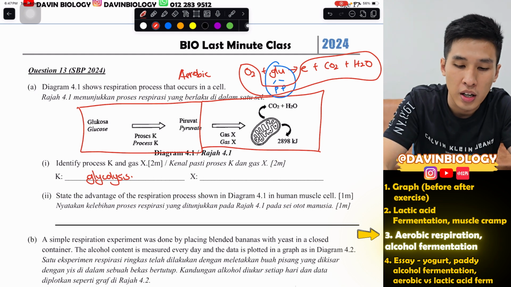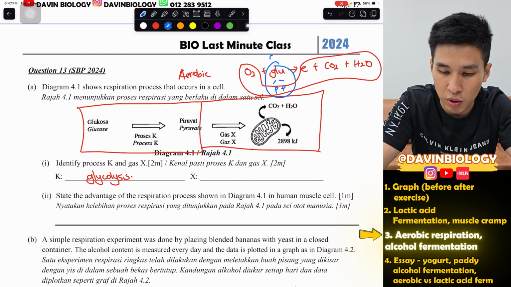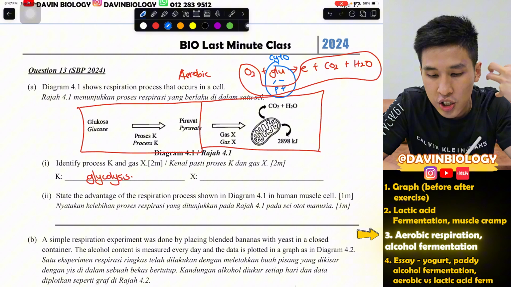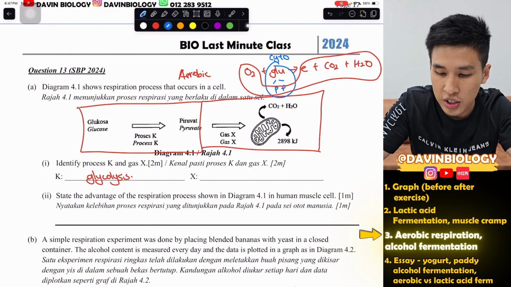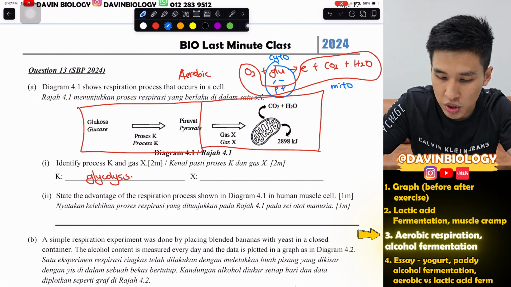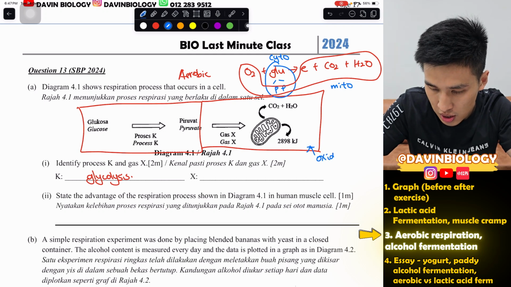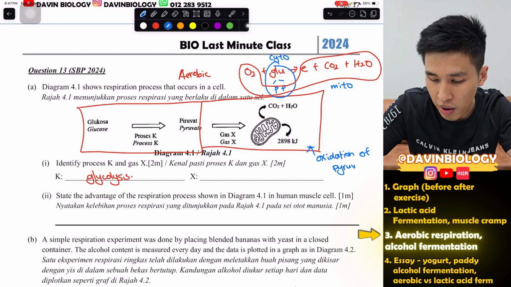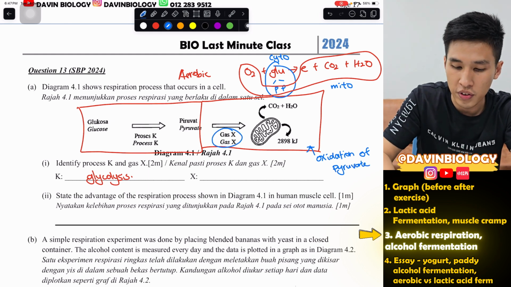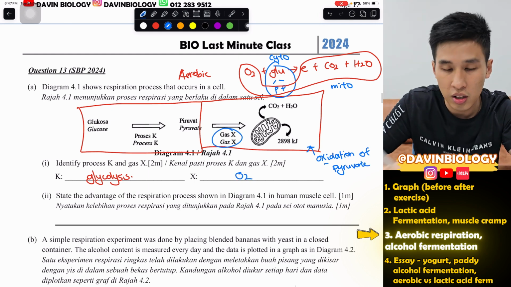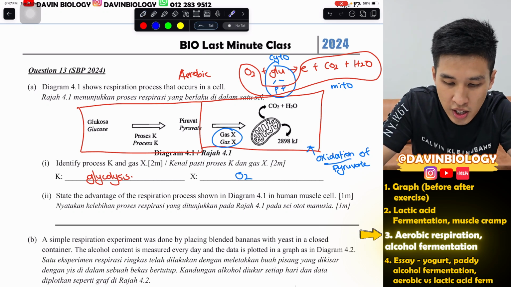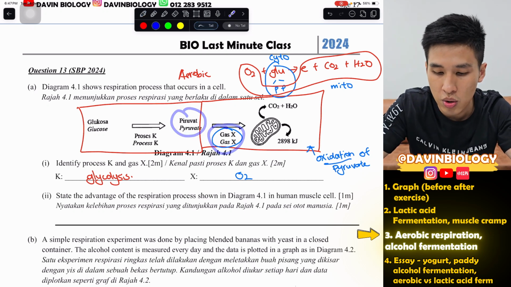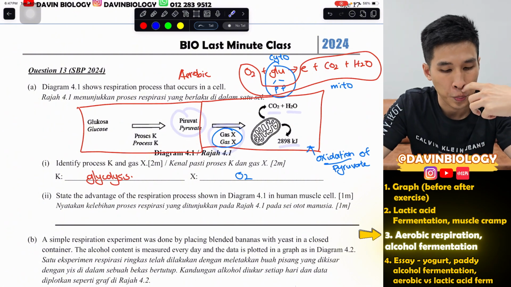So by the way, remember, glycolysis, the first process occurs in your cytoplasm. Then the oxidation of pyruvate, the second one, then only occurs in your mitochondria. Yeah, so this basically is called oxidation of pyruvate. So oxidation of pyruvate, what is the gas that you require? Obviously oxygen. Oxidation. So you oxidize the pyruvate using oxygen to get CO2, water, energy.